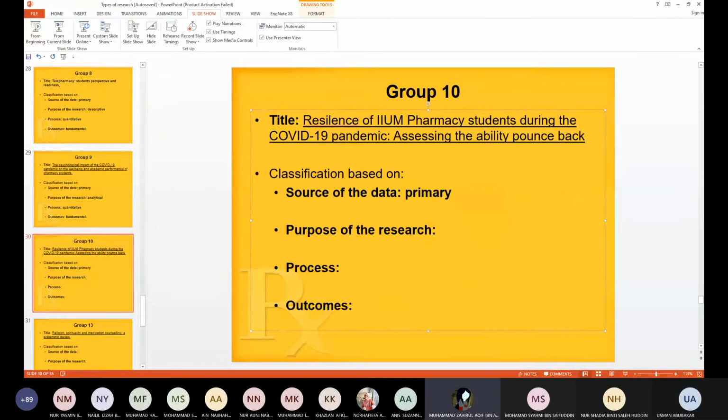Purpose? Purpose will be descriptive because we want to find out the ability of pharmacy students to adapt to the problem, which is COVID-19. The process? The process will be mixed, quantitative and qualitative. Why is it mixed? Because we're going to do an online survey, since we need to know how many students are actually affected by COVID-19 and the fraction of students who actually can bounce back from it.